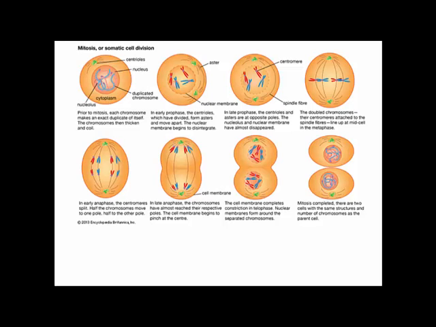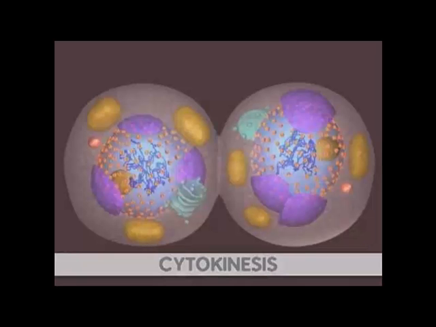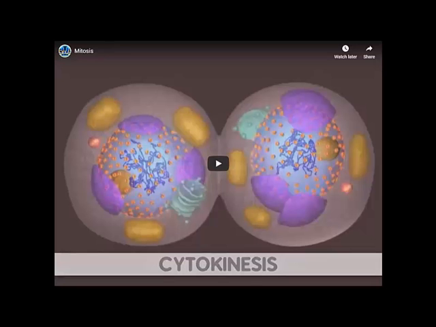This slide just describes in words what's happening in the different phases. But you can see, same basic material, and we end up with two identical cells. Any questions about mitosis, cell reproduction and producing identical cells? I'm just going to show you this video. It's not too long, but it illustrates in an animation and some microscope images how the cell splits.